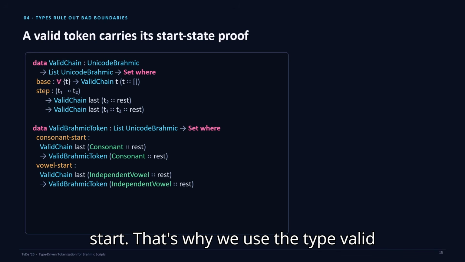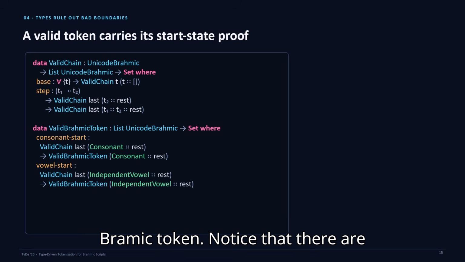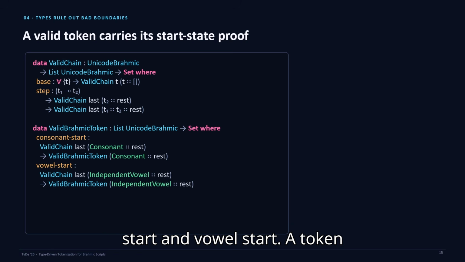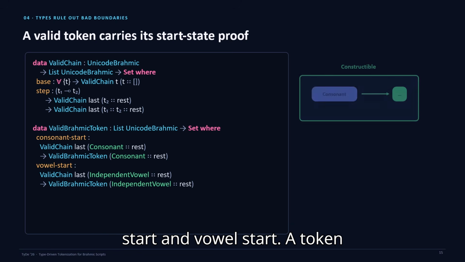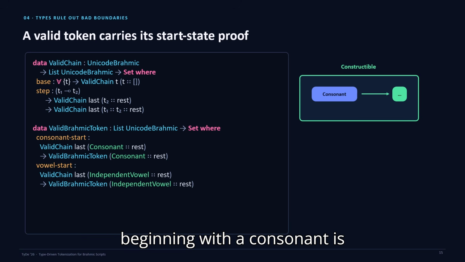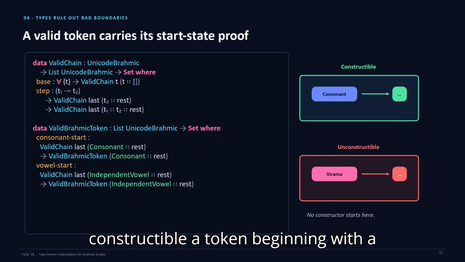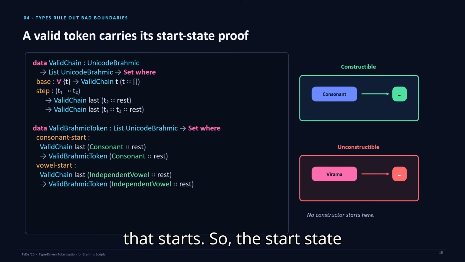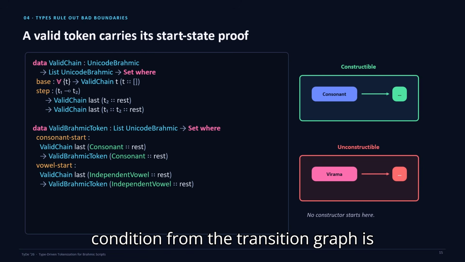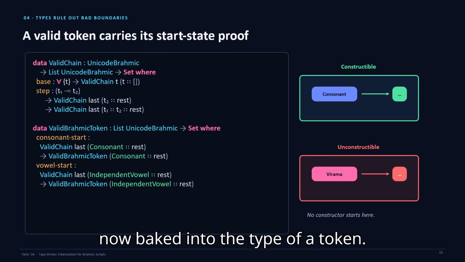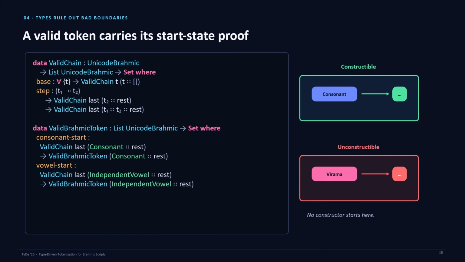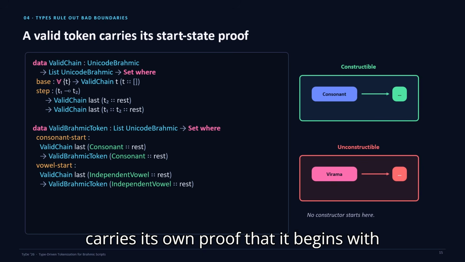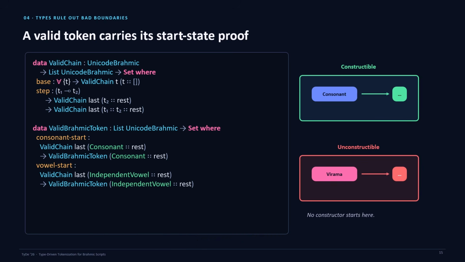That's where we use the type valid Brahmic token. Notice that there are exactly two token constructors, consonant start and vowel start. A token beginning with a consonant is constructible. A token beginning with a virama is not. There's no constructor that starts there. So the start state condition from the transition graph is now baked into the type of a token. A value of type valid Brahmic token carries its own proof that it begins with a valid character.